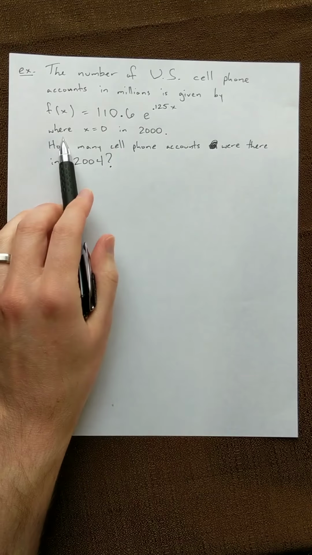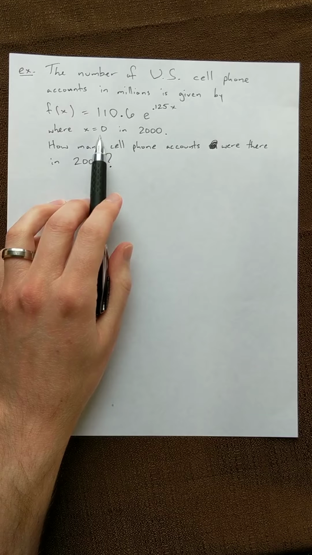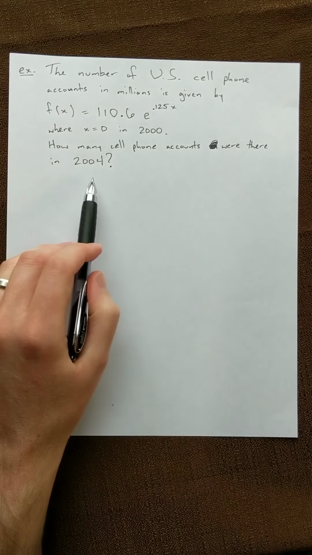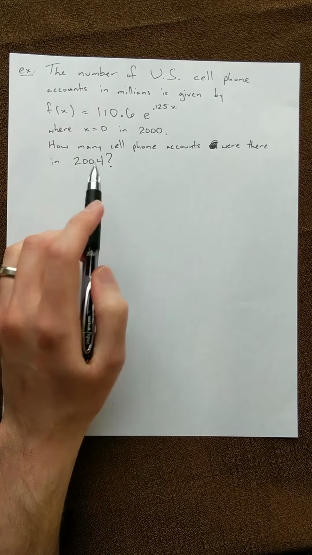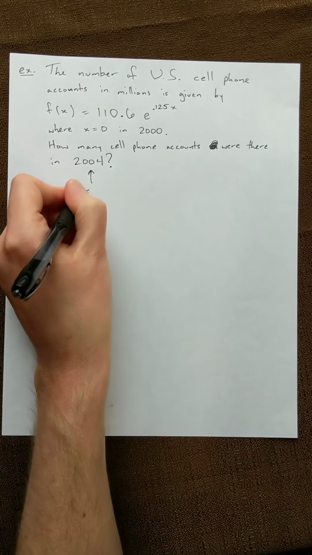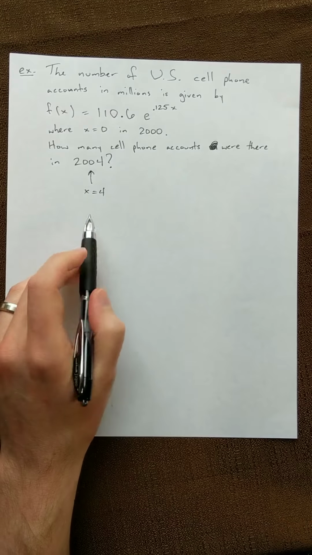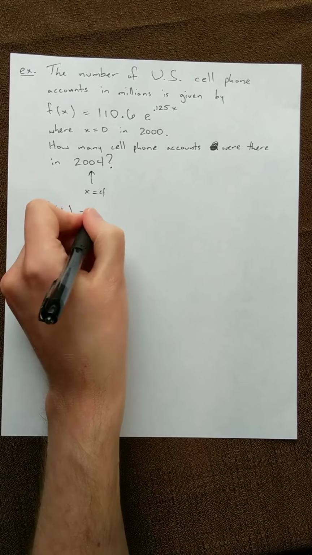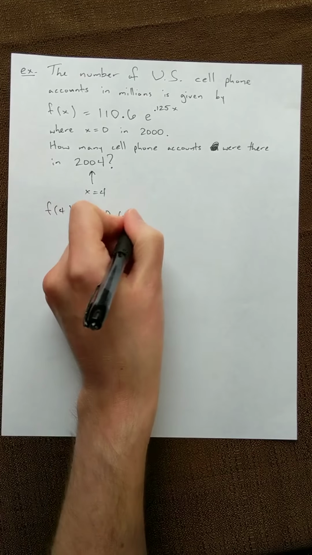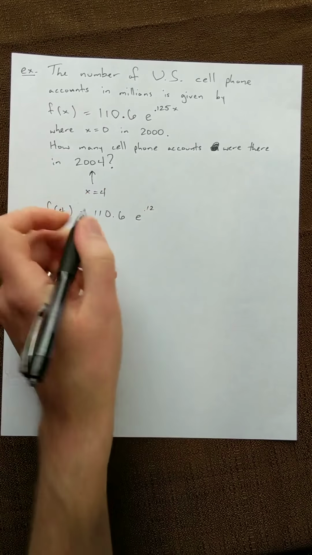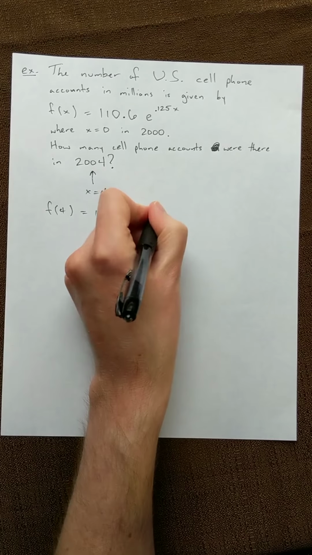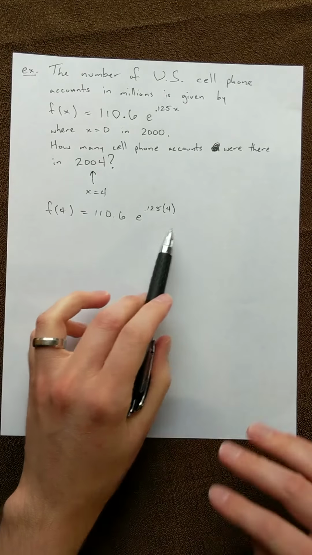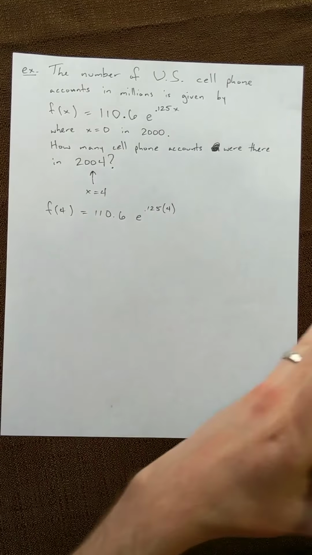Okay, so the question says, how many cell phone accounts were there in 2004? If x is 0 in 2000, 2004 would mean x is equal to 4. And that means we're just plugging in f of 4, or plugging in 4 everywhere there's an x in the original equation. So 110.6 times e to the 0.125 times 4. Okay, I don't know this off the top of my head. I'm going to pull out a calculator.